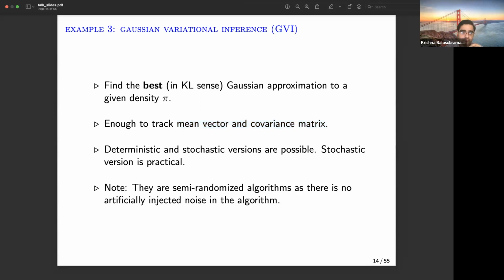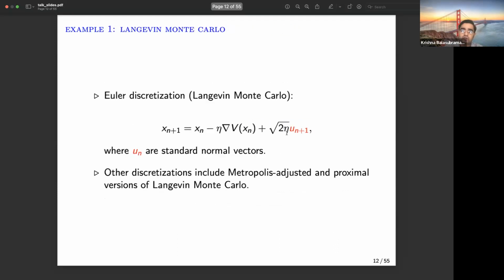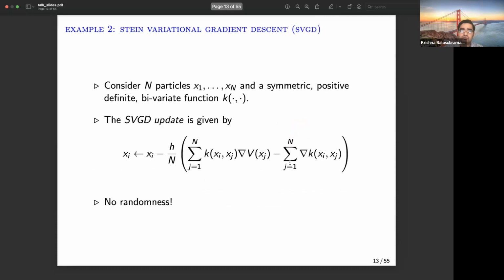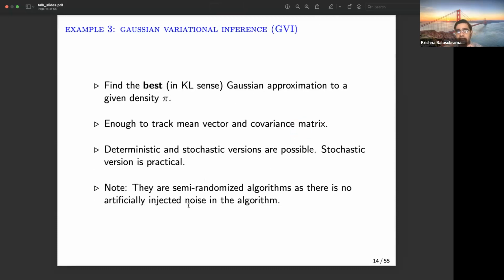It turns out, and I will explain this more in the later part of the talk, that you can have deterministic and stochastic versions of these algorithms, but they are not truly randomized algorithms because you will not be injecting any artificial noise here. You can think of them as some sort of semi-randomized algorithms.